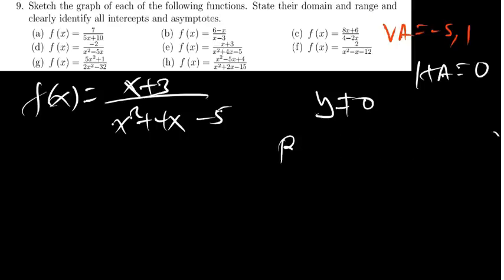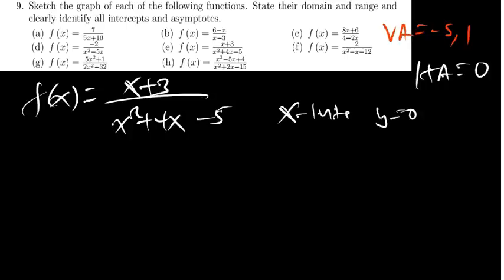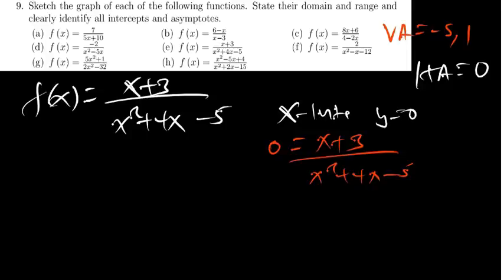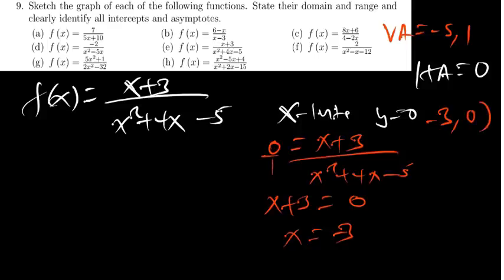Now I can find the x-intercept. To find the x-intercept, y has to be 0. So 0 equals x plus 3 divided by x squared plus 4x minus 5. Next, I'm going to cross multiply. I'll have x plus 3 equal to 0 times everything here, which is 0. So x is equal to -3. When x is equal to -3, y is 0. That is my x-intercept.